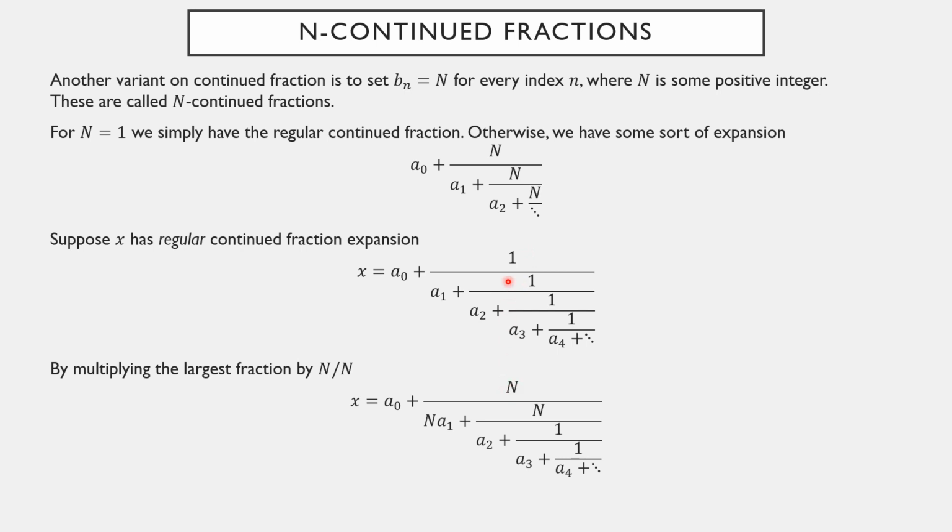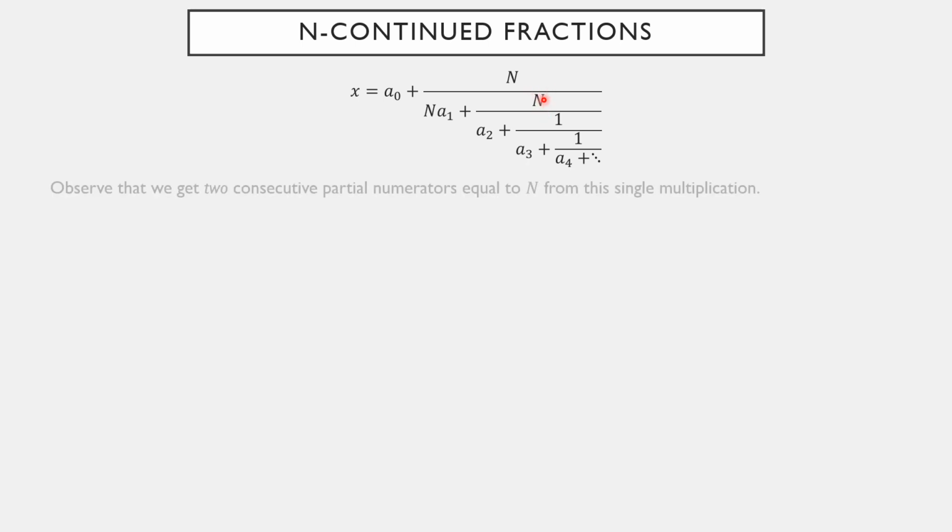That makes your numerator into n, but then this whole thing gets multiplied by n, so you end up with n times a1, and this numerator becomes n as well, but after that, nothing changes. So we multiplied by n over n to get this, this, and this equal to n, which means my second numerator is already n. Okay, by multiplying by n over n, we got two consecutive numerators to be n.